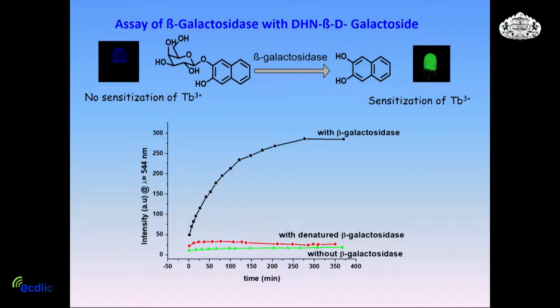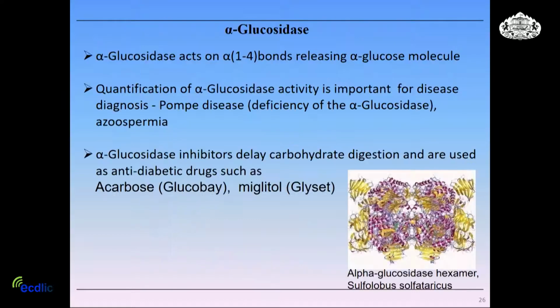There are some technical details here which show how the intensity of this 544 nanometer light increases with time. You will also notice that if I do not have the enzyme, or if I have the denatured enzyme, and I am sure all of you know that upon heating to close to 100 degrees all the enzymes get denatured, with the denatured enzyme this reaction does not happen. So that means the reaction is indeed happening the way we expected.